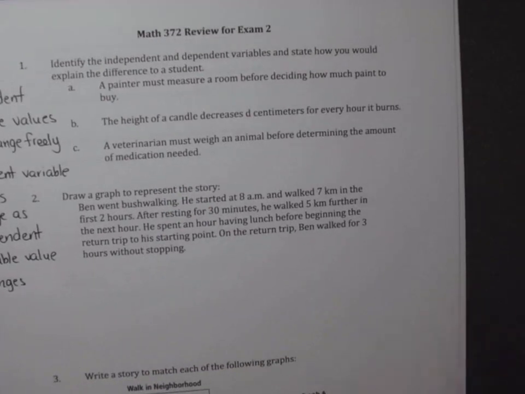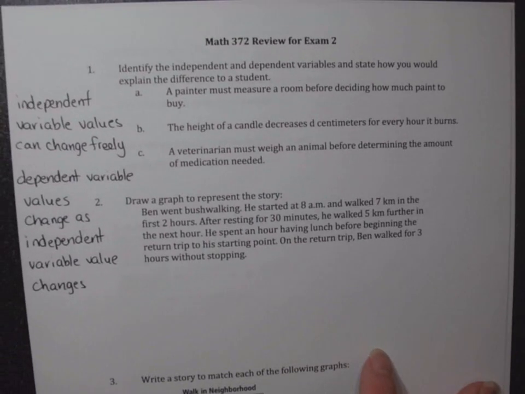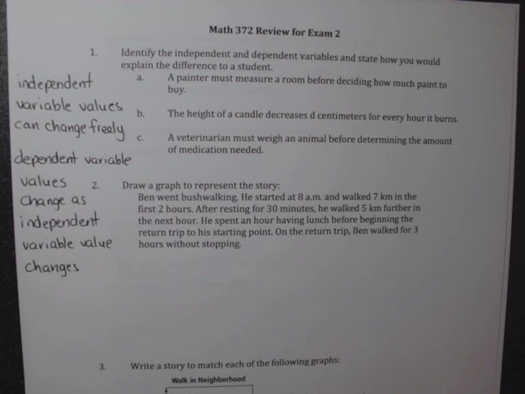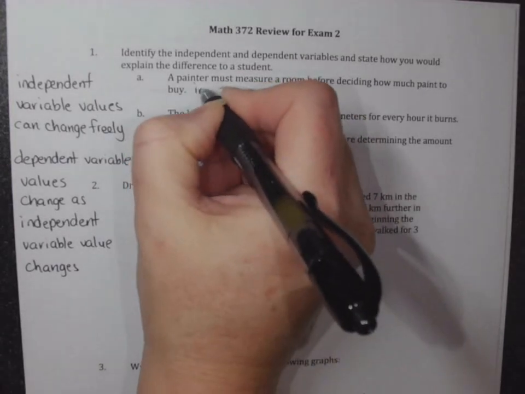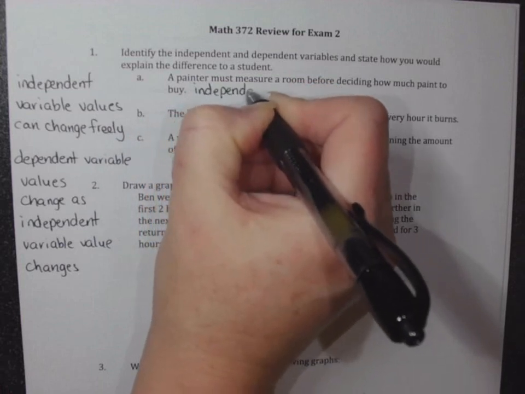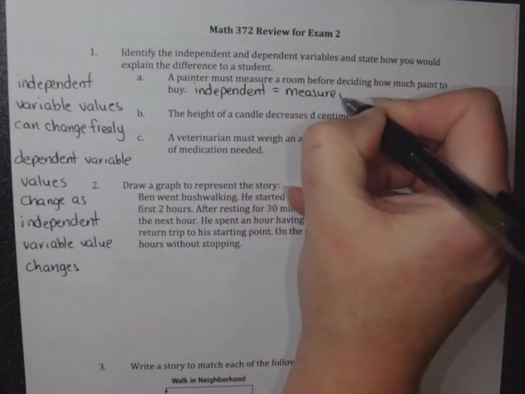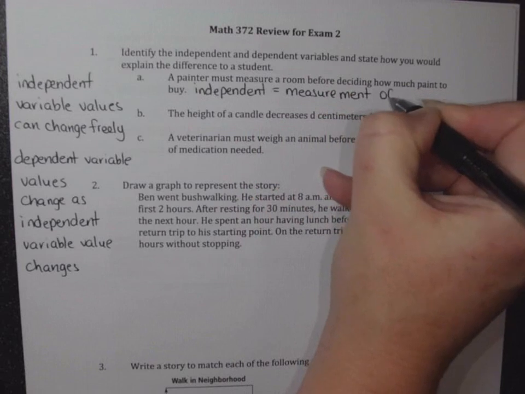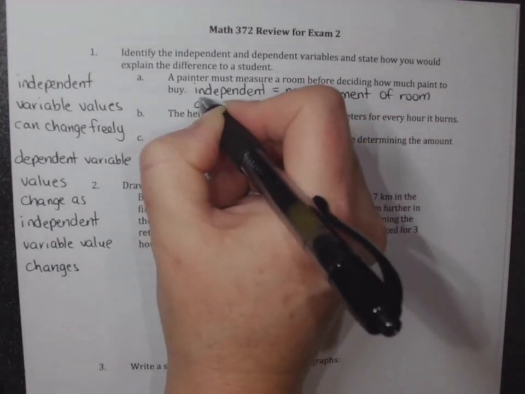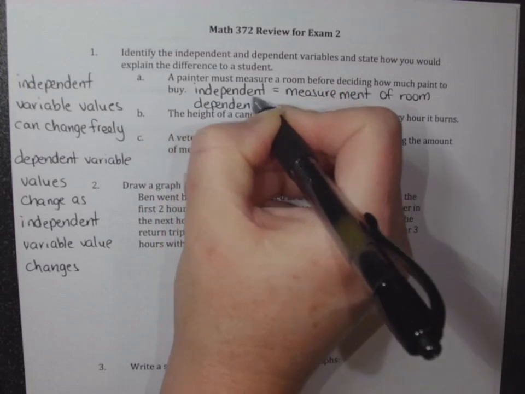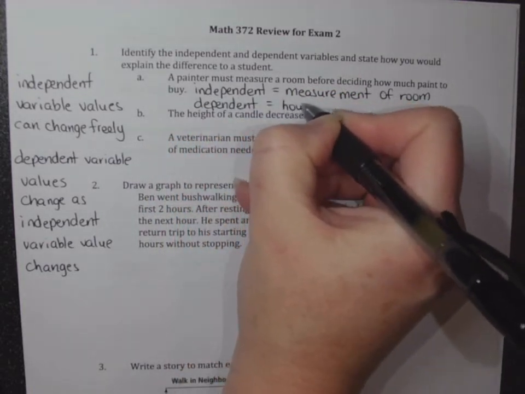So in number 1, you have to decide which one is the variable that's changing freely and which one is the one that's changing as the other one changes. So when you look at part A, a painter must measure a room before deciding how much paint to buy. You have to ask yourself, does he buy the paint and then decide what the measurement of the room is? That doesn't really make any logical sense, right? Or does he measure the room and then decide how much paint to buy? That makes more logical sense, right? So the independent variable, in other words, the variable that you don't really have any control over, it just is what it is, is going to be the measurement of the room. And then depending on that, we'll decide how much paint he has to buy, right? So the dependent is how much paint.